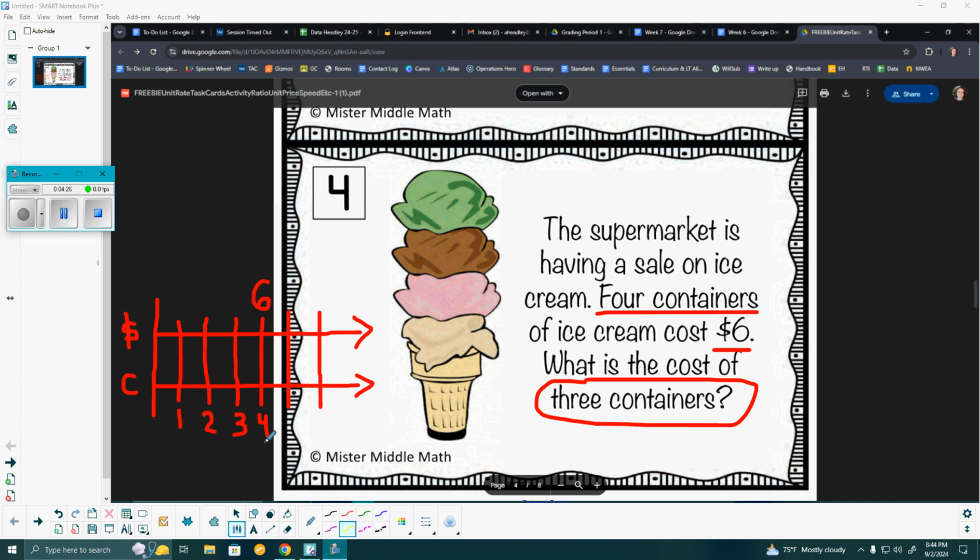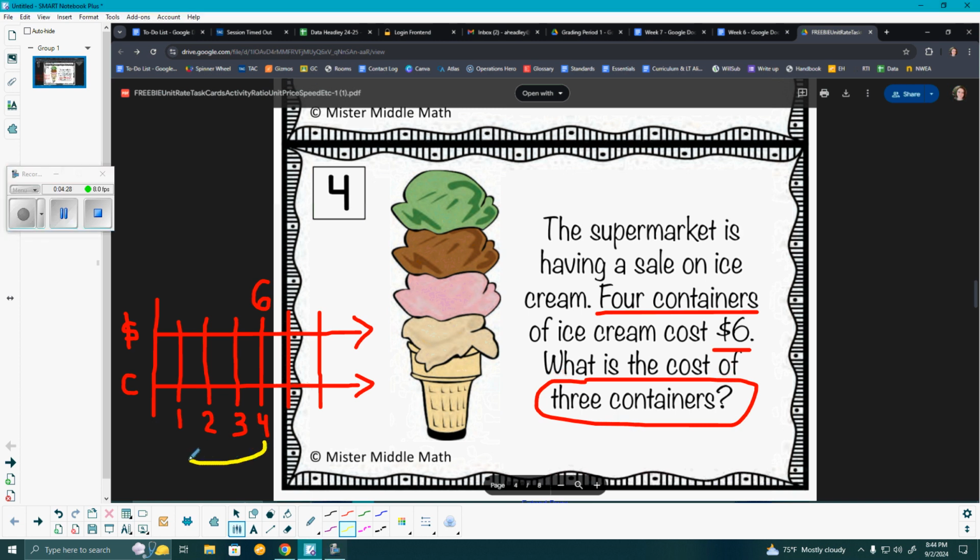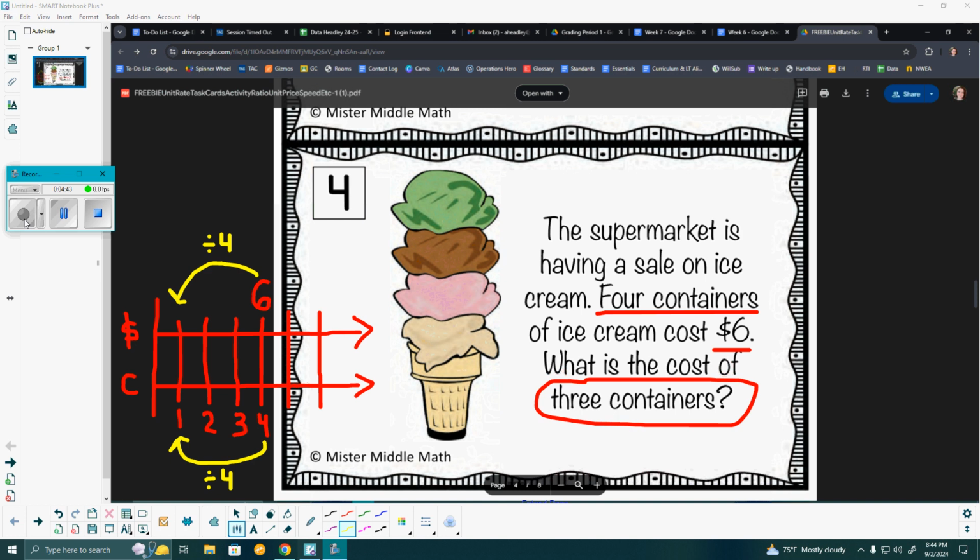The easiest way to do this is to go backwards from 4 to 1. Now I know that 4 divided by 4 is what gets us to 1. Therefore, whatever I do to the bottom, I have to do to the top. So we're going to do 6 divided by 4. I'm going to do this work real quick over onto the right.